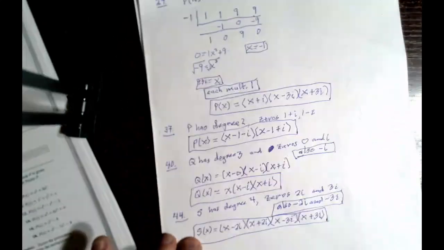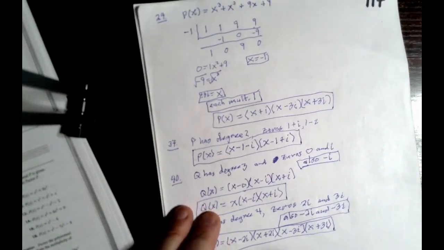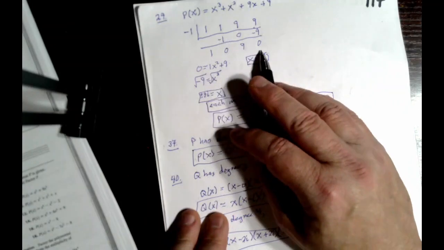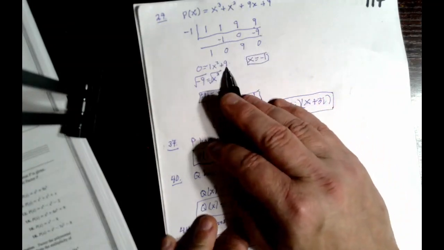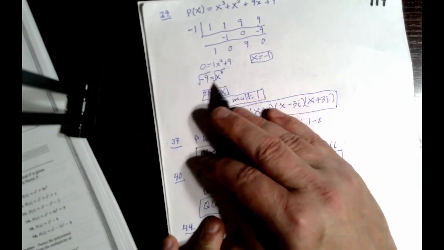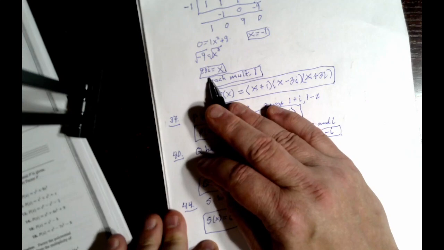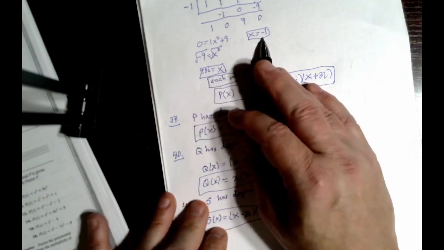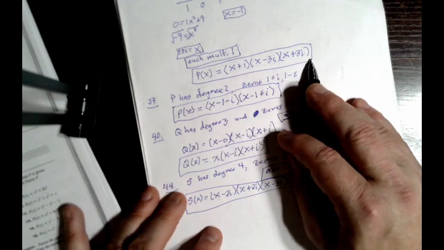Number 29. Okay, you do synthetic division with -1 and it works. And now you've got a quadratic, x squared plus 9. And you solve it by taking the square root of -9. That gives you plus or minus 3i. So now you got -1, 3i, and -3i. And that's your factored polynomial.